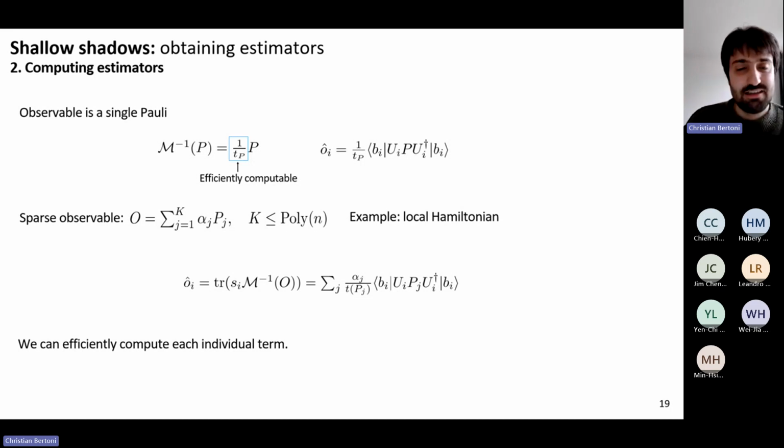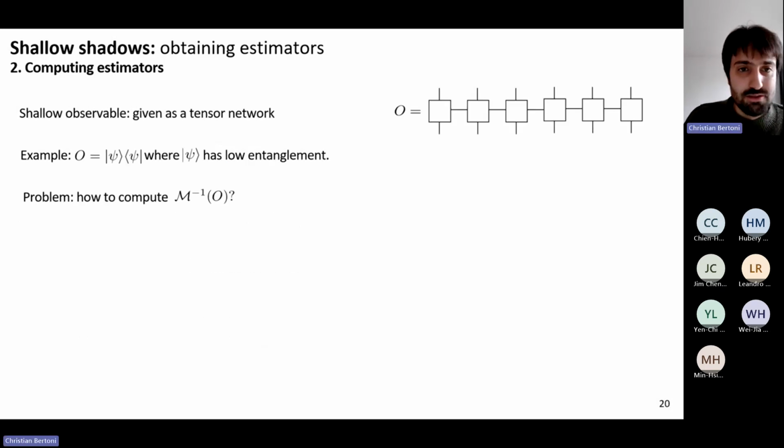And so we consider a second class of observables, which is sort of natural in our setting, which is observables which are given as tensor networks. So an example would be O to be the projector onto some state psi, where psi has low entanglement. Essentially, psi is an MPS. And this is sort of a natural thing to consider in this setting, since everything is in terms of tensor networks. And the problem now is, how do we compute this M^{-1} of O?